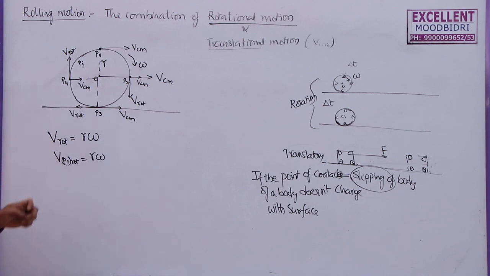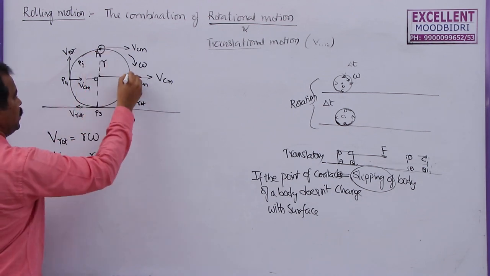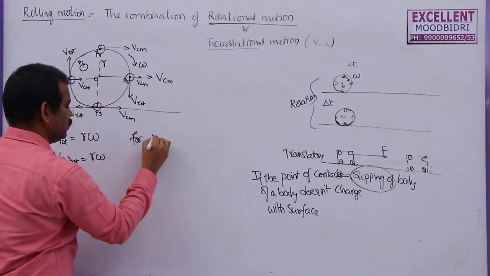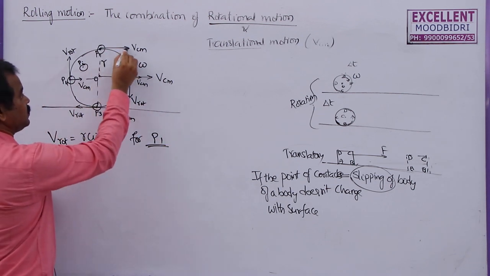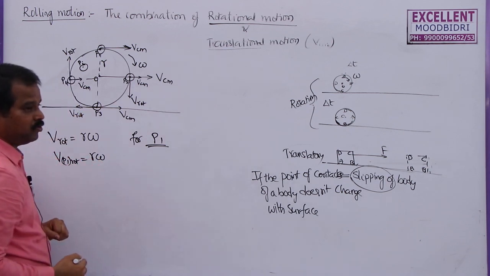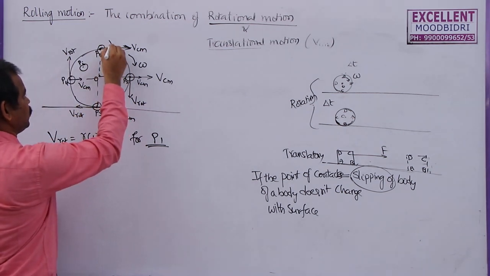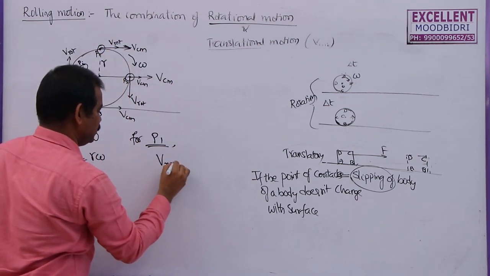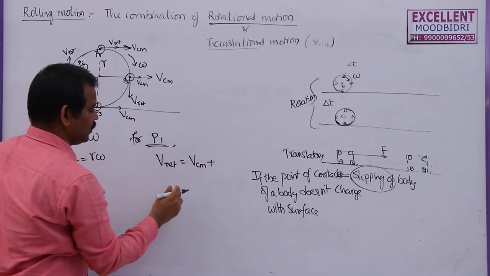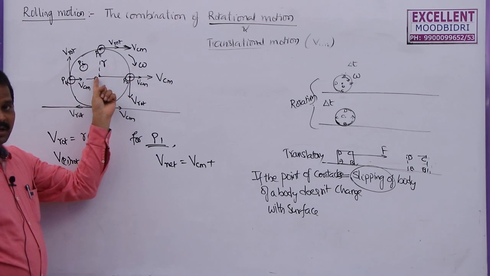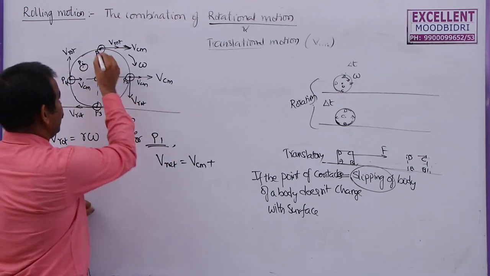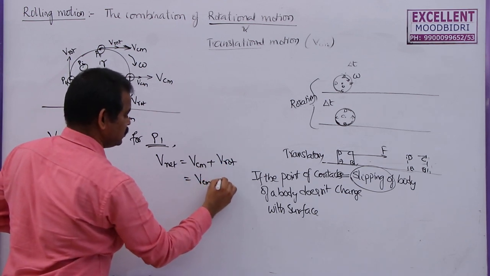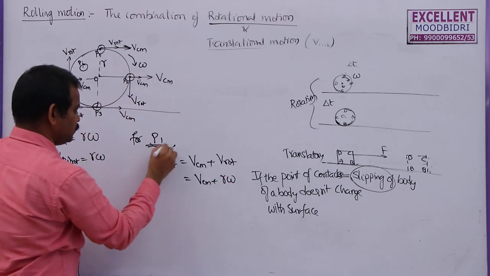So now let me explain the velocity of different particles P1, P2, P3, P4 and Pi here. For P1, both the linear velocity due to translatory motion and the linear velocity due to rotational motion are acting in the same direction. So for P1, the net velocity is given by V center of mass, that is the velocity of the particle at the center of mass due to translatory motion, plus V rotation, which is R omega. So this is for particle P1.